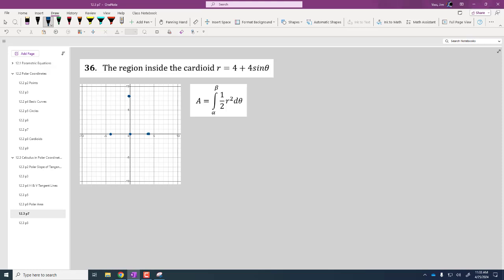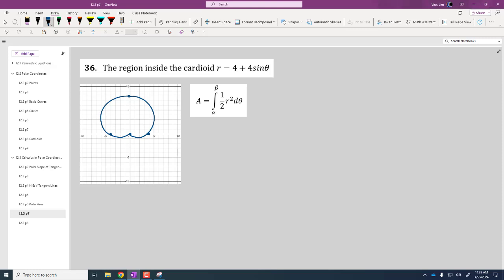Okay, and then when we graph this, it bubbles out and is kind of circular near the top. I can do better than that. Okay, so there is our cardioid. And we want the region inside the cardioid. So we want the area of that cardioid.